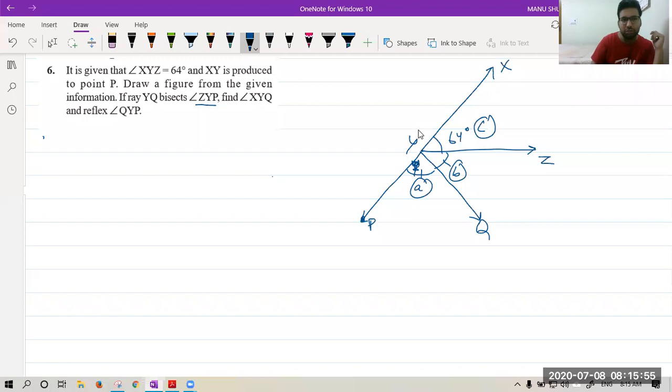Now what is given to us? First we will write that. First thing given to us is angle C is 64 degrees. Second thing given to us is that YQ is the bisector of angle A and B, so we can say angle A is equal to angle B. Third thing, we have to write what we have to find.